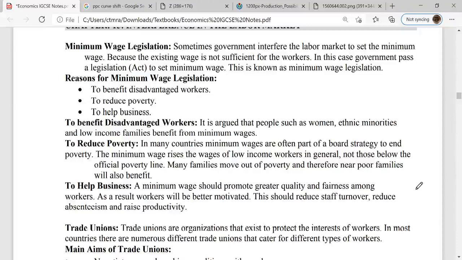When the equilibrium wage rate is too low, the government interferes and comes up with minimum wage legislation, a law which ensures that no firms will be allowed to pay workers at the equilibrium price. It has to be above it, and the government sets the limit. No one can pay below that limit. What's the reason for this? Because it can solve poverty and help disadvantaged workers, and it also helps business because higher wages motivate workers and can improve the quality of work.